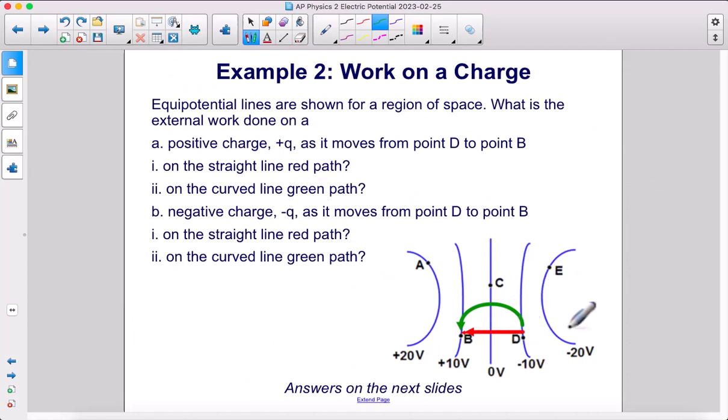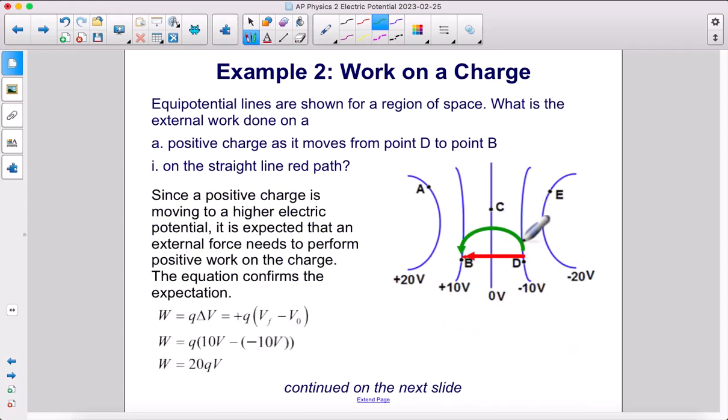Here's an example. Equipotential lines are shown for a region of space. What is the external work done on a positive charge plus Q as it moves from point D to B on a straight line path, so this red path? What about on a curved path, the green arrow? We also want to calculate the external work done on a negative charge as it moves from D to B, on the straight path and on the curved path.